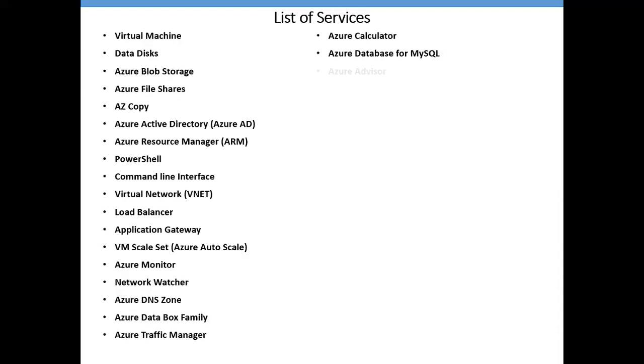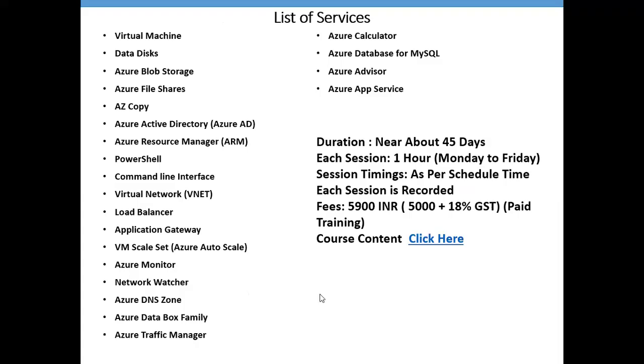Here is the list of services which we are going to cover in this training. We can count them also: 1, 2, 3, up to 22. These are the 22 services required for Azure admin training. The course duration is 45 days, and each session is going to be about 1 hour, Monday to Friday.